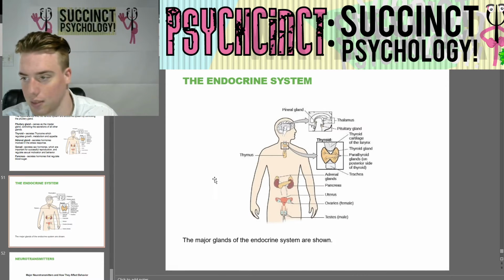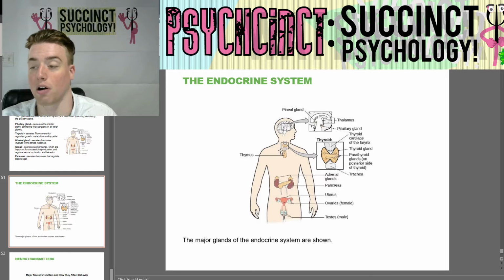So here you have a nice little image showing where these different parts of your endocrine system are. You have the pineal gland up here, it's right here in your brain, thalamus, pituitary gland. You have the thymus, thyroids, adrenal glands. You can kind of see for yourself. You don't need me to break down everything for you. So yeah, major glands of the endocrine system are shown here.